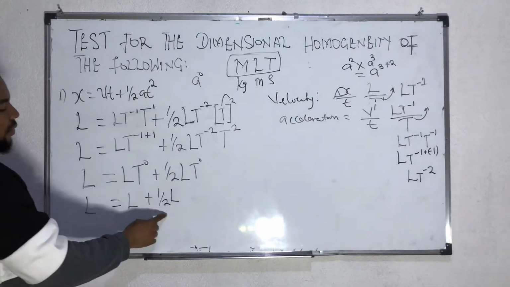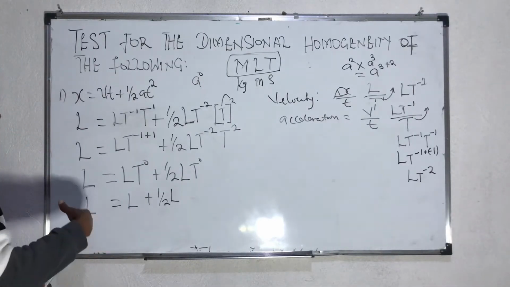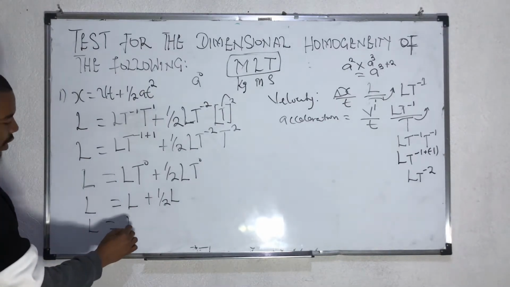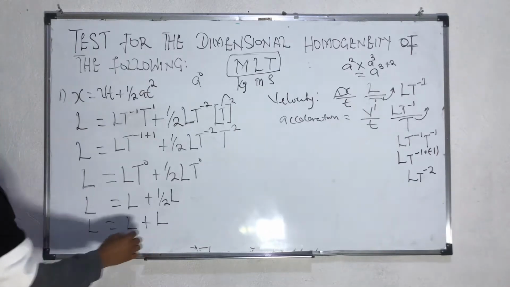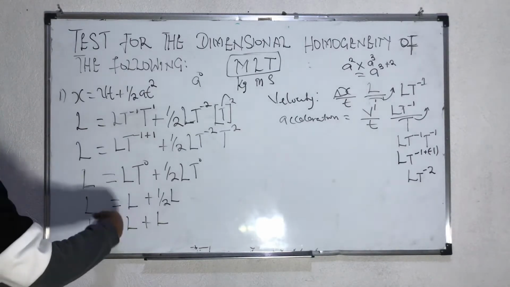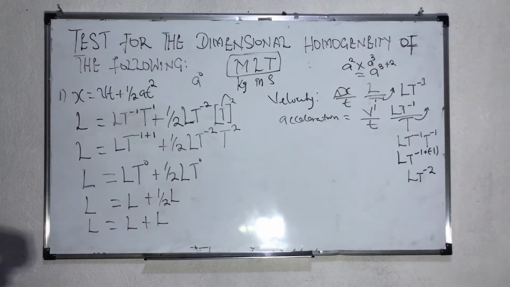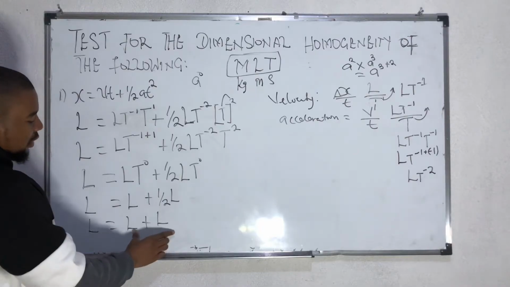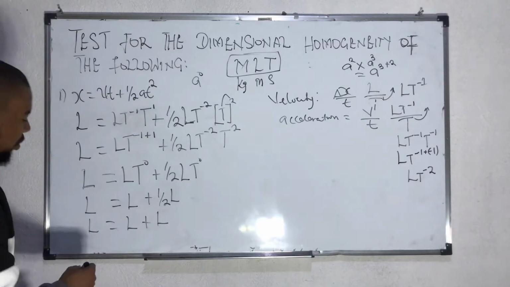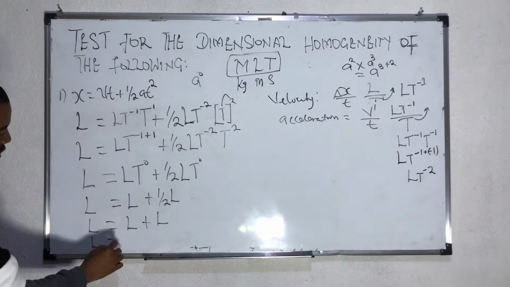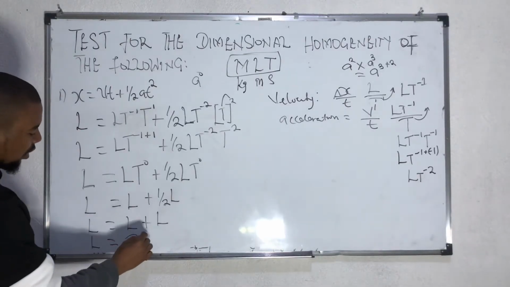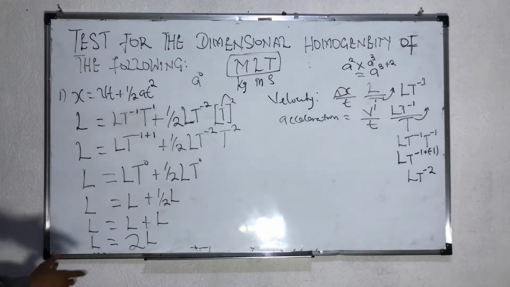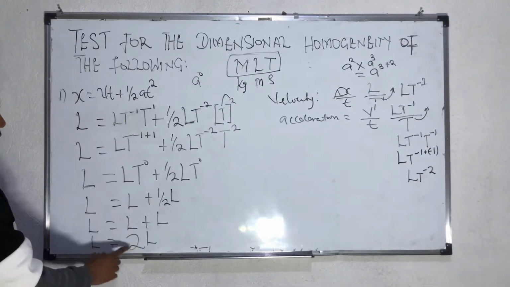Remember that this half is dimensionless, so we can easily get rid of it. And we shall now have L equals L plus L. Just get rid of it, throw it away. Now, we have an L on the left. We have L plus L. They are like terms. Since they are like terms, we can now say L equals L plus L gives you a 2L. And also remember that according to what I told you, this 2 here is dimensionless.